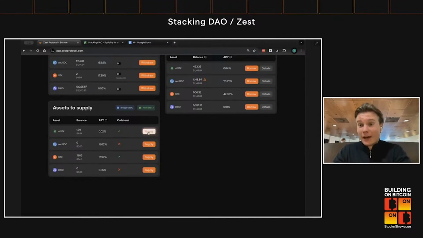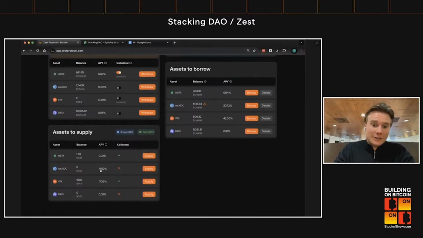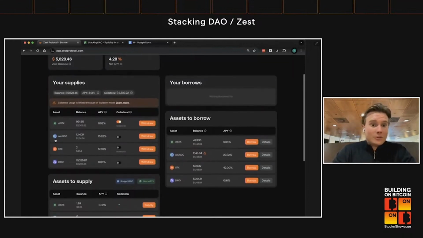And you can hit supply to basically put those assets on the platform and then earn a yield. So you see on USDC, there is about a 15% yield right now that you earn in USDC, compounding over time. On Stacks, there is a 17% yield that you earn in STX, compounding over time. Now I have some supplies already open. So here I see some of my supplies and I'm earning yield on them.